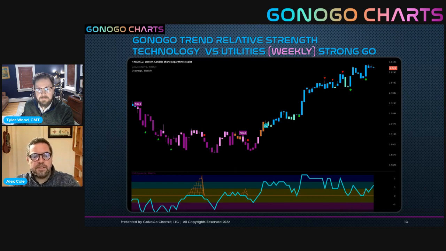So a robust go trend in the ratio of technology to utilities. We're just using two ETF proxies, the XLK over the XLU. But looking at a chart like this, you can see that it is a risk-on environment. Investors are not piling into utilities companies in fear of a bearish condition for the overall markets. Instead, XLK, the technology sector, is outperforming.